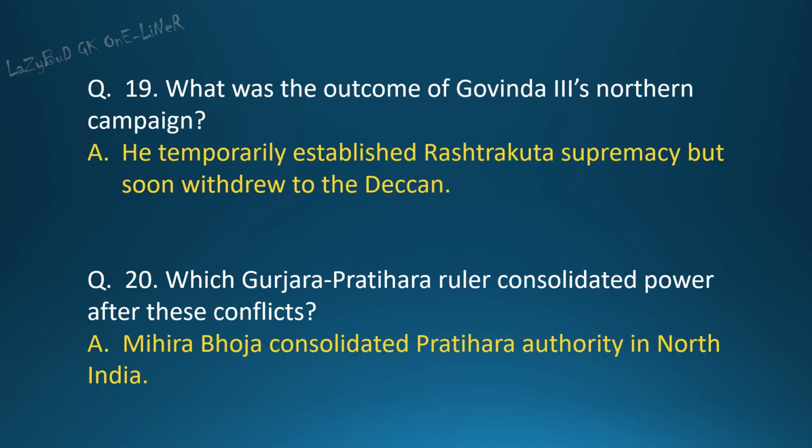Question 19. What was the outcome of Govinda III's northern campaign? Answer. He temporarily established Rashtrakuta supremacy but soon withdrew to the Deccan. Question 20. Which Gurjara Pratihara ruler consolidated power after these conflicts? Answer. Mihira Bhoja consolidated Pratihara authority in North India.